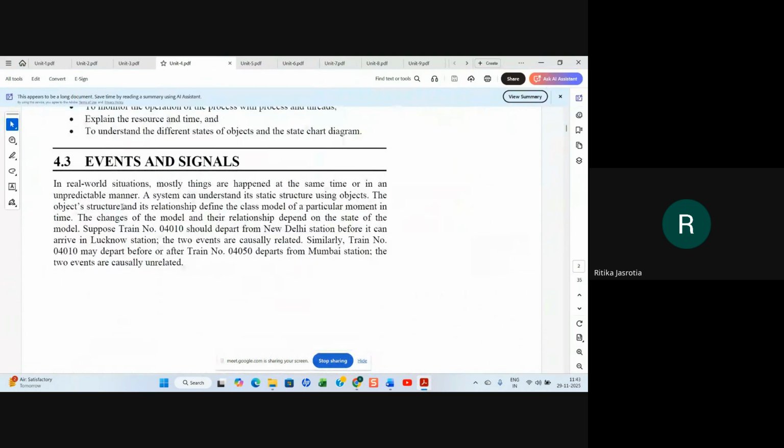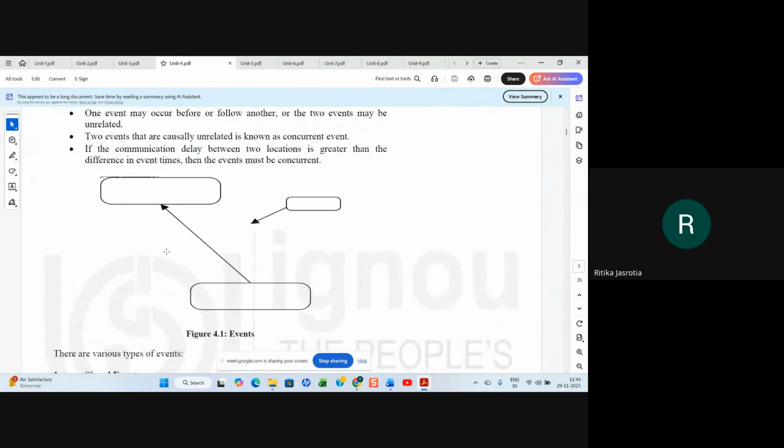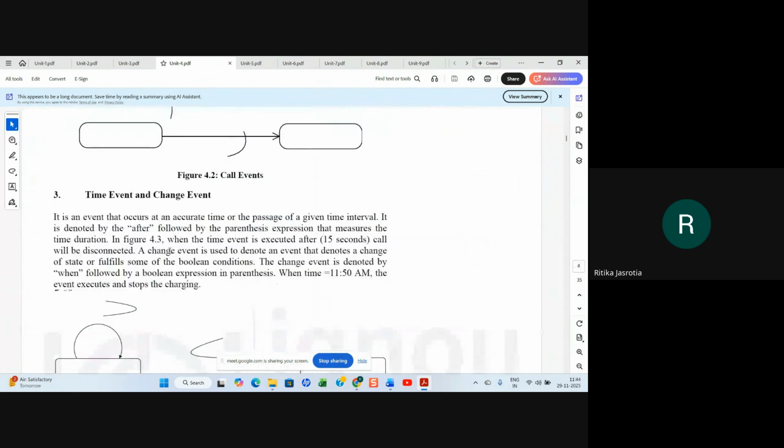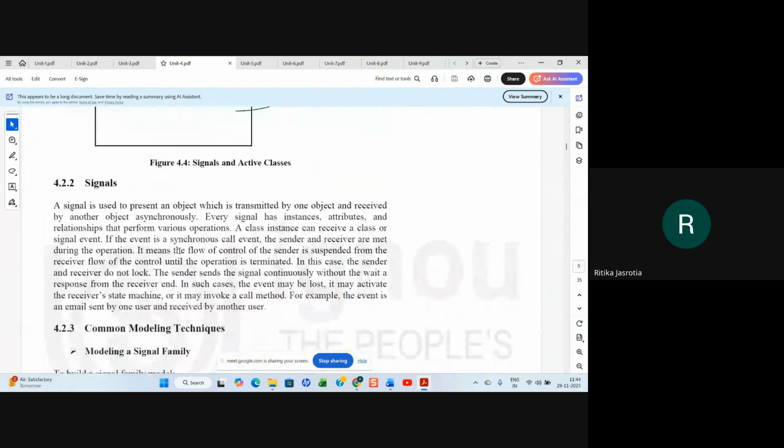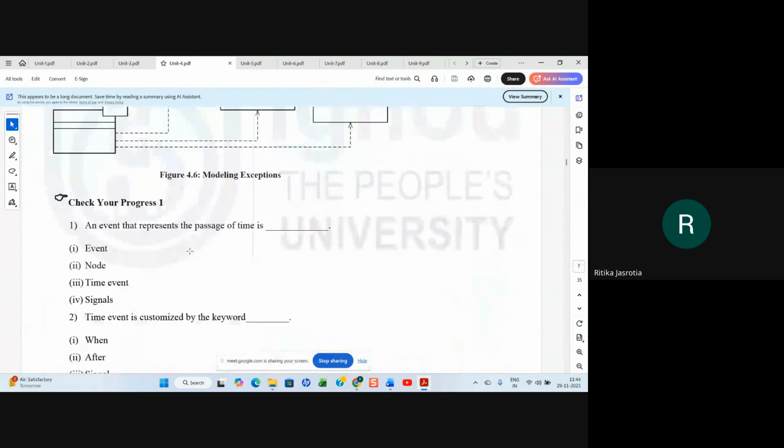So event, what is an event? Event is anything which is happening, right? Events are also known as the thing that occurred. In UML, event, things happen in the form of the model. An event is a model specification that causes something to happen in time and space. Events can be internal or external. Events may occur synchronously or asynchronously. The time at which the event executes is an implicit attribute. So that is event. Then they are asking you what is a transition.